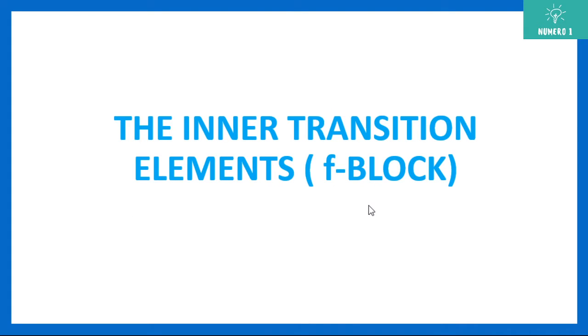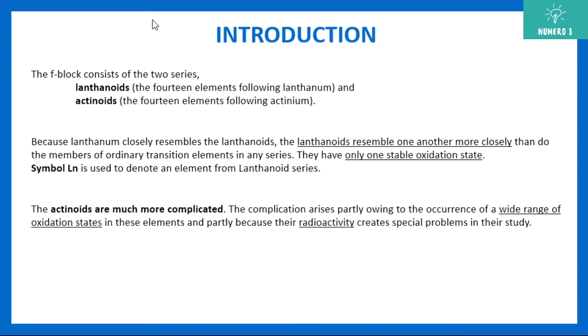Inner transition elements, also known as F block. The inner transition element series consists of lanthanoids, the 14 elements which are filling their 4f orbital. In the same way, actinoids are another set of 14 elements where they are filling their 5f orbitals. These are the ones which follow lanthanum, hence we name them lanthanoids, and these are the ones which follow actinium, hence the name actinoids.